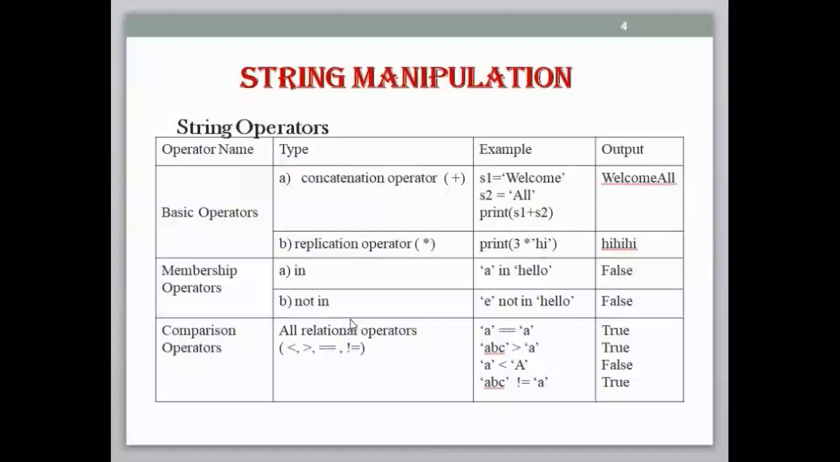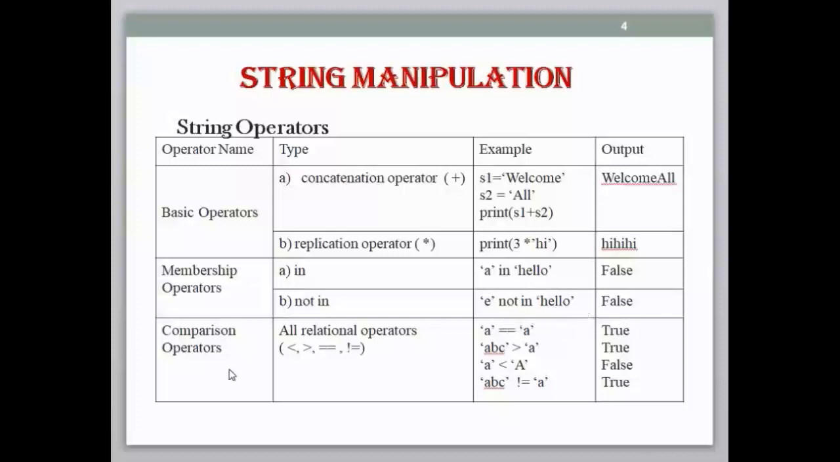Then we have membership operators. One is in and second is not in. A in hello will give you false because A is not present in hello. E not in hello is again false because E is present in hello.